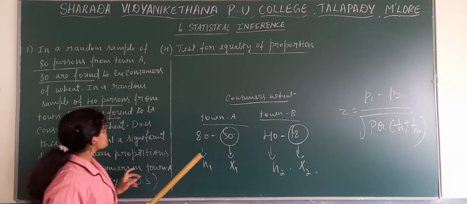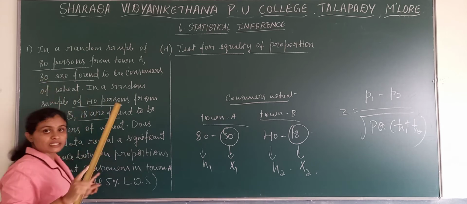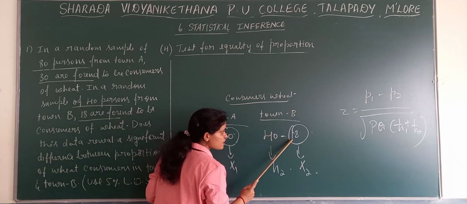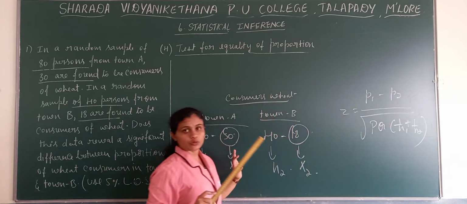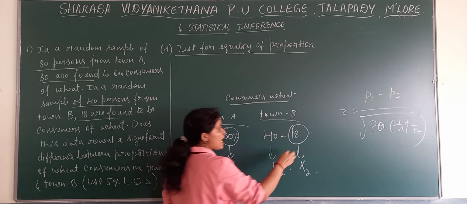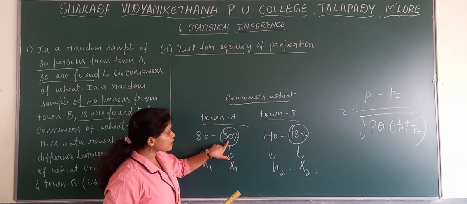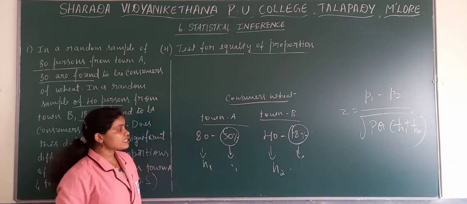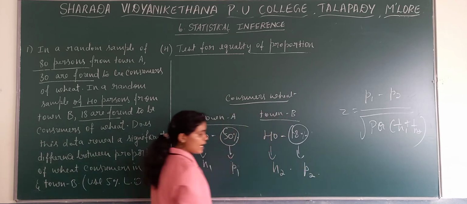But sometimes what happens is that this 30 and 18 will be given in the form of percentage. If you get 30 and 18 in the form of percentage, then you need to take that value directly as P1 and P2. For example, in the problem, 30% are wheat consumers and 18% from this sample are wheat consumers. In such a case, we cannot take 30 as X1 and 18% as X2. We need to take 30 as P1, the first proportion, and 18 as P2.